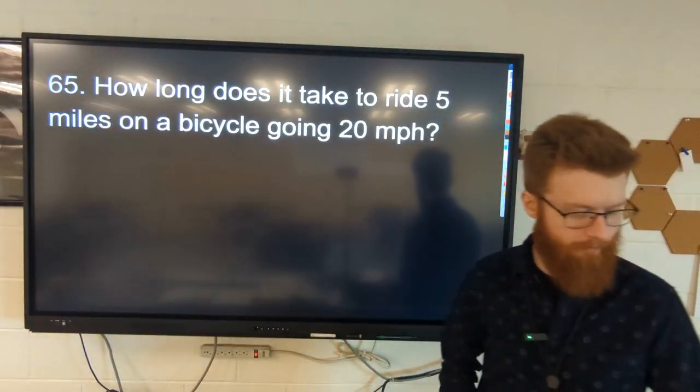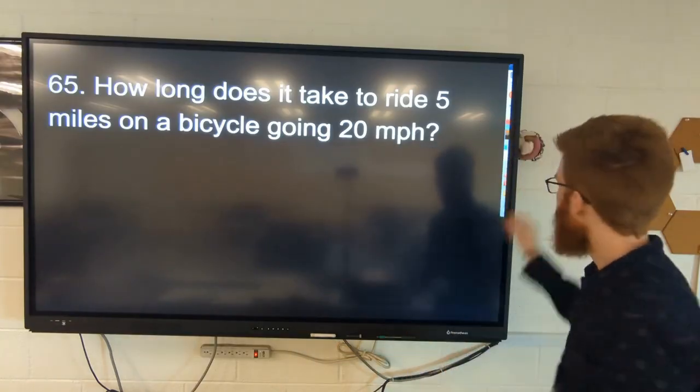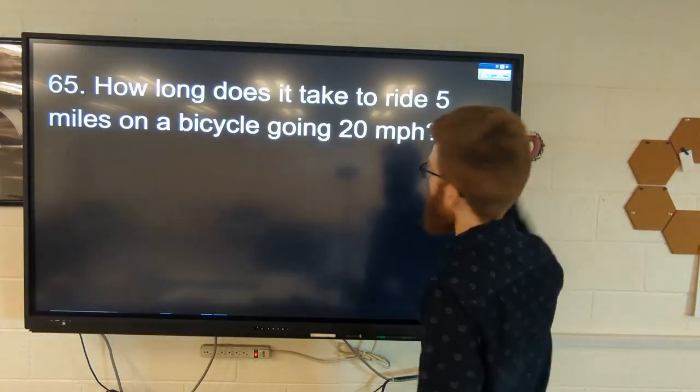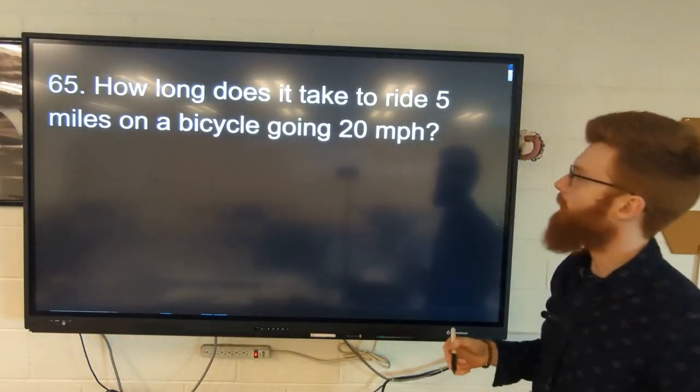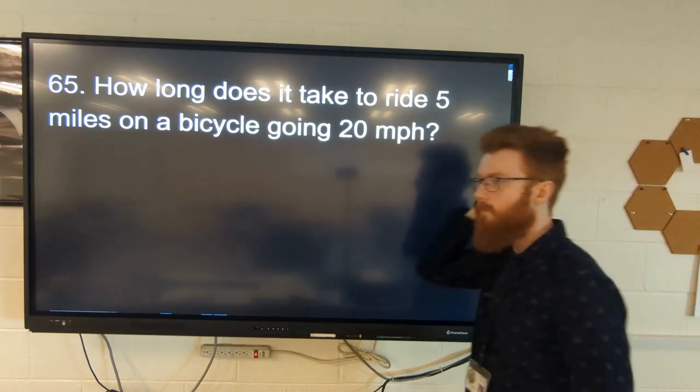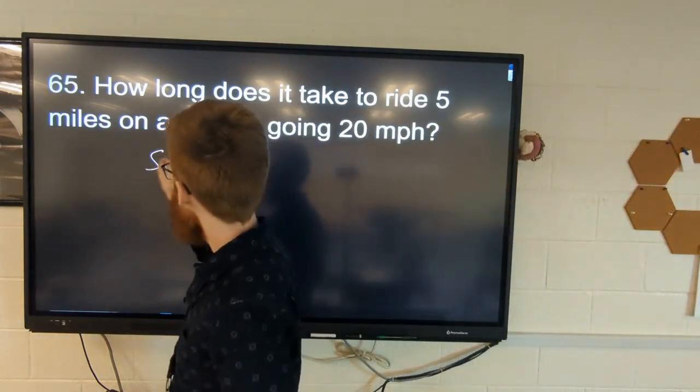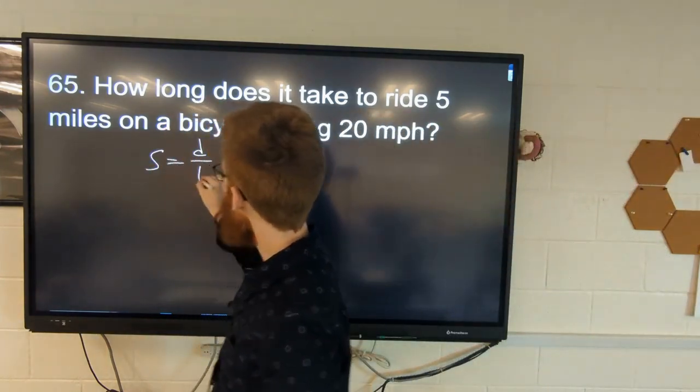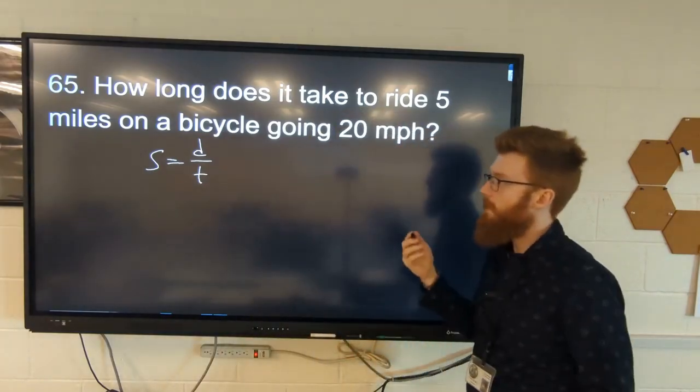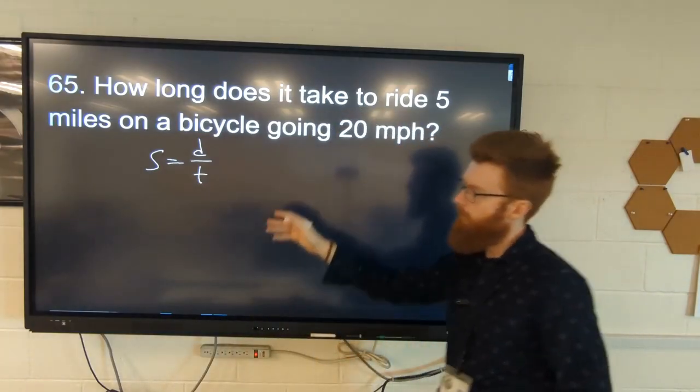All right, Chapter 3, Review, Part 2. How long does it take to ride 5 miles on a bicycle going 20 miles per hour? We can start with our speed equation, distance over time. If I'm looking for time, I just need to get t by itself.